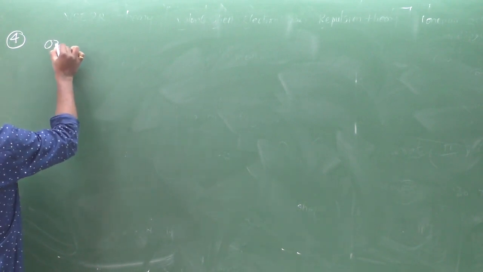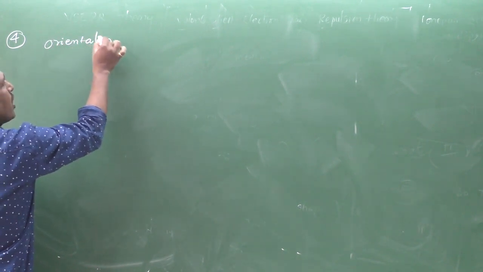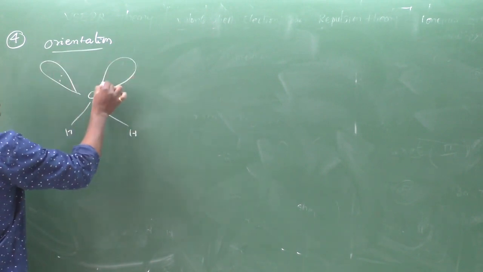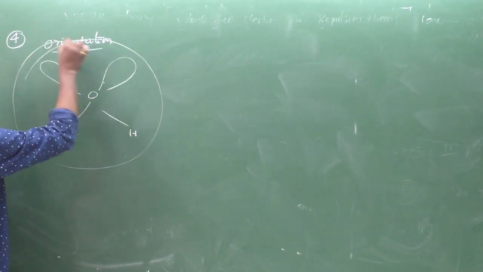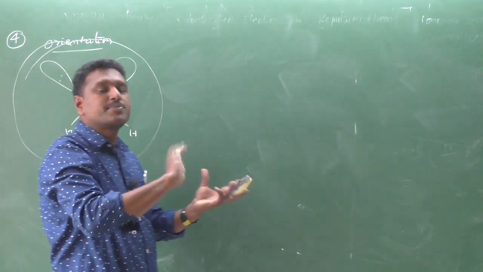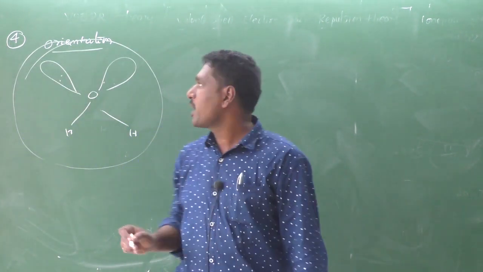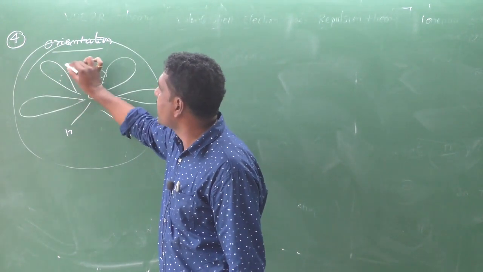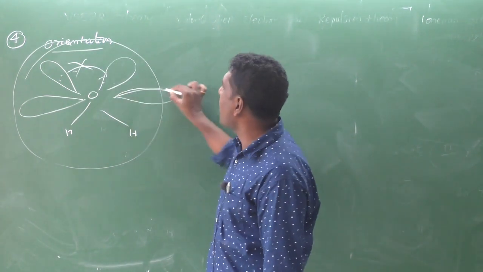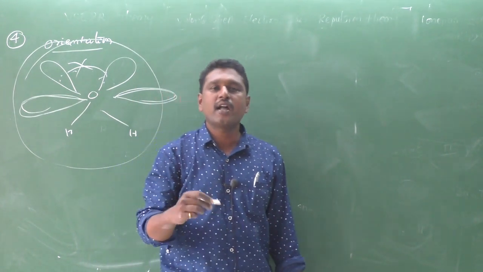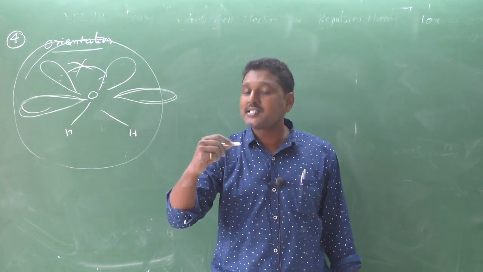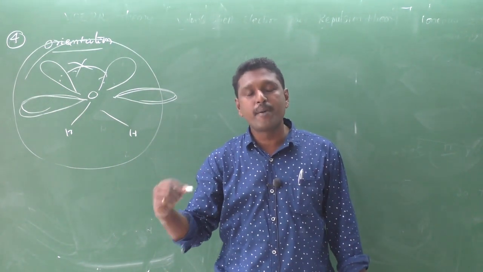The fourth point is lone pairs and orientation. Remember this point as orientation. So what is orientation? This is oxygen, with hydrogen here, the water molecule. Lone pairs and bond pairs are oriented around the central atom so that the repulsions between them are minimum. For example, if the lone pairs occupied this space and had more repulsion, they would not be arranged in this orientation. They are arranged like this.